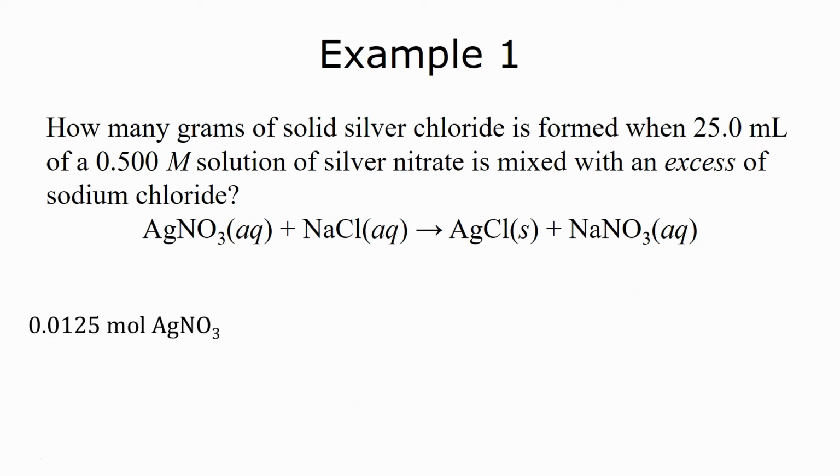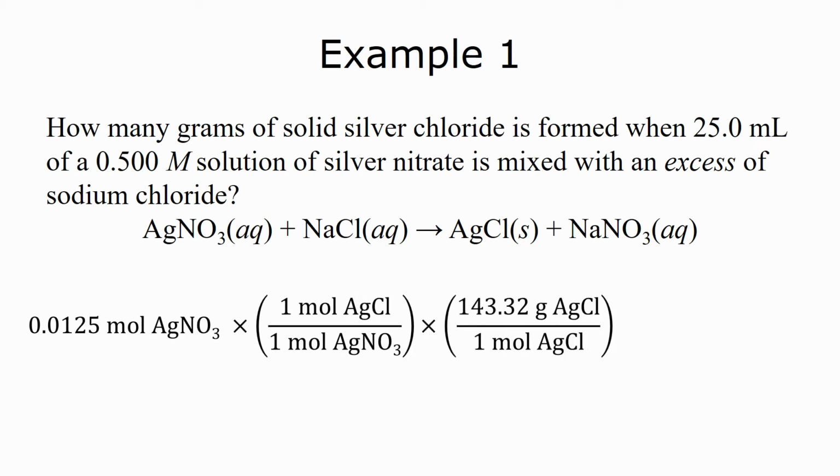Now that we have the number of moles of silver nitrate, we can use the 1-to-1 ratio of silver chloride to silver nitrate to calculate the number of moles of silver chloride. And then from moles of silver chloride, we calculate the mass of silver chloride. Check your dimensional analysis, and everything should work out.